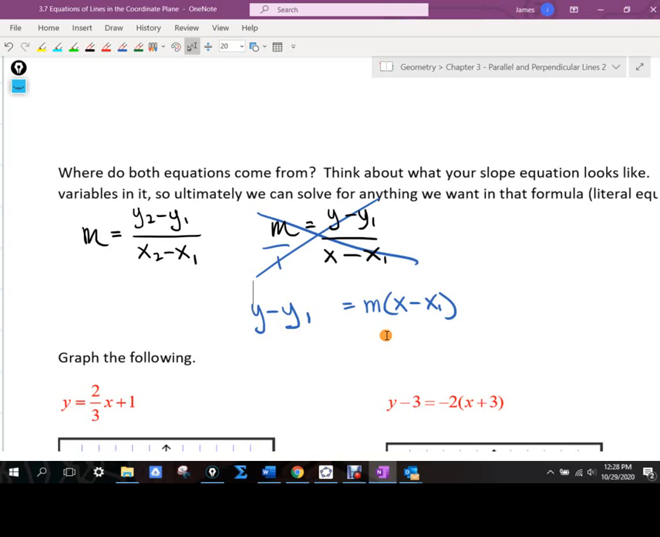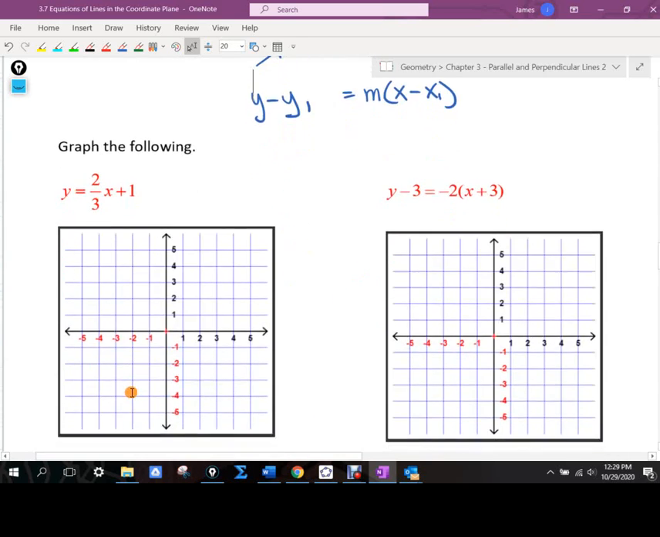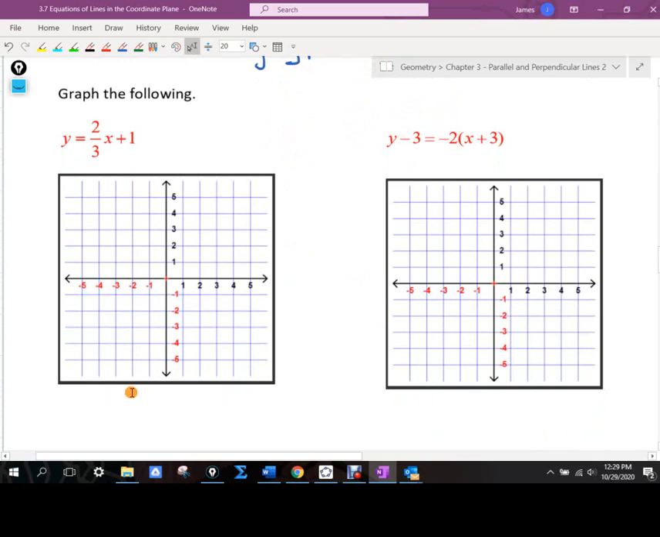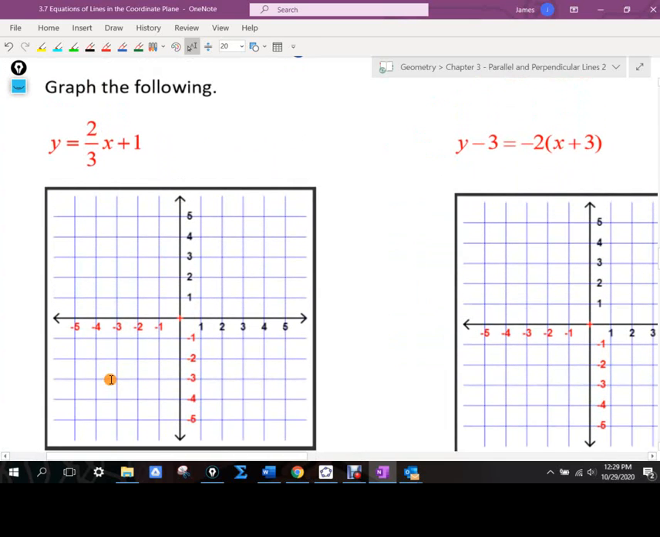All right. So from what you guys know from last year, if I look at this line here, y equals 2/3 x plus 1, what are you going to do first? How are you going to graph that? First thing you're going to do is find your y-intercept. So my y-intercept is positive 1. When you apply your slope, you always go from the last point you plotted.